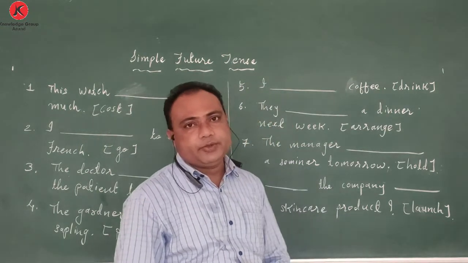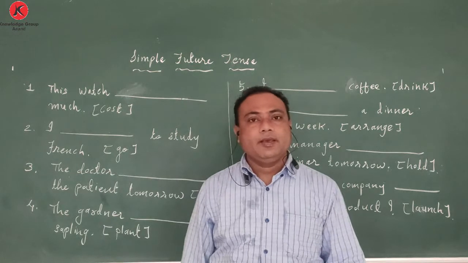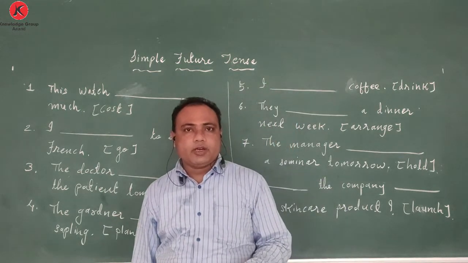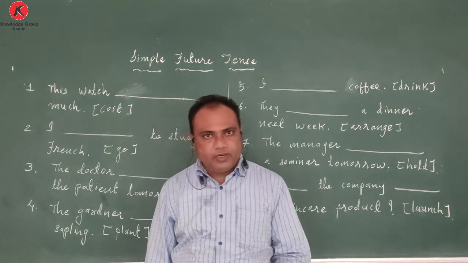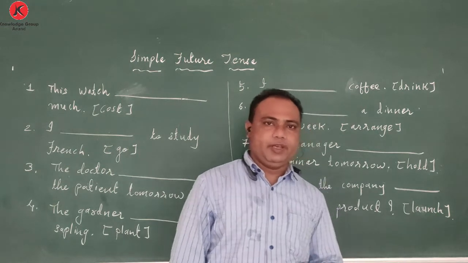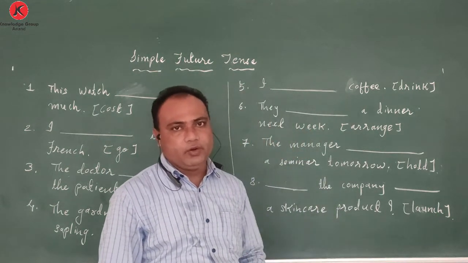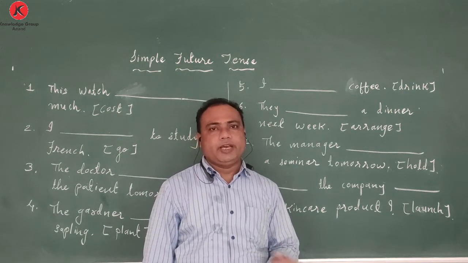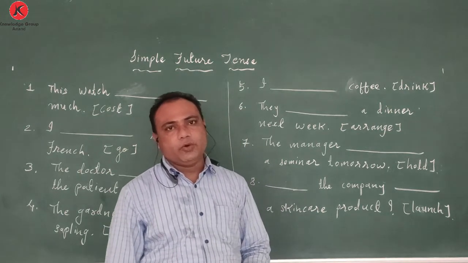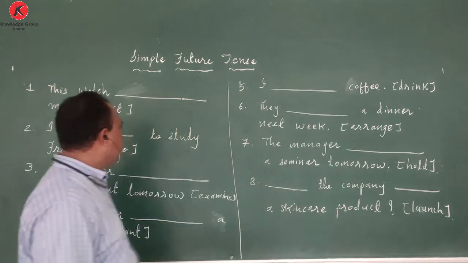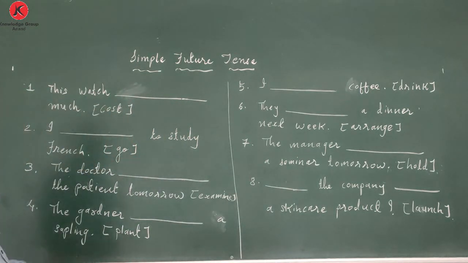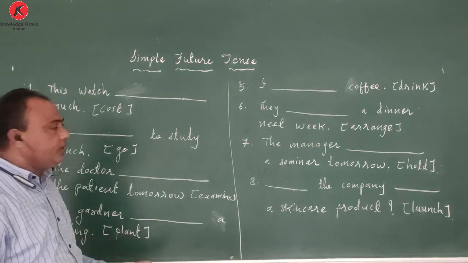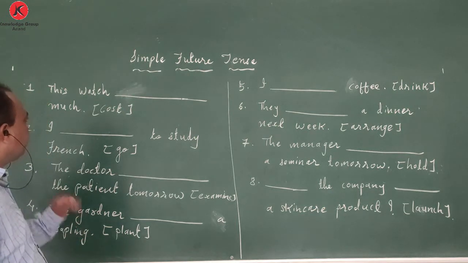Now, in simple future, we use shall or will. Shall is generally used with I and we. Unless there is a strong determination, we can use will also with I and we. I and we will go with will also. But he, she, it, you, and they generally go with will only. So that you have to keep in mind. Other than I and we, generally we use will.